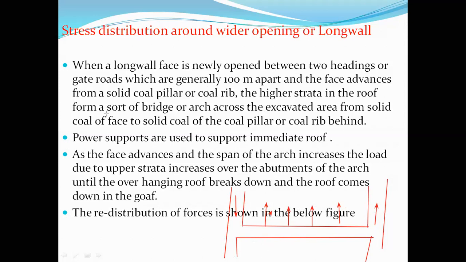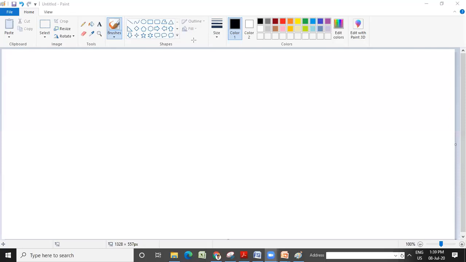Okay, look at here. It's a general 100-meter face and the face advances from the solid coal pillar or coal rib. The higher strata in the roof form a sort of bridge. It forms some kind of cantilever. So what exactly does it mean? Let me explain this one, what exactly it means.